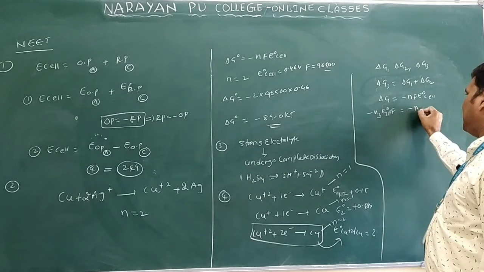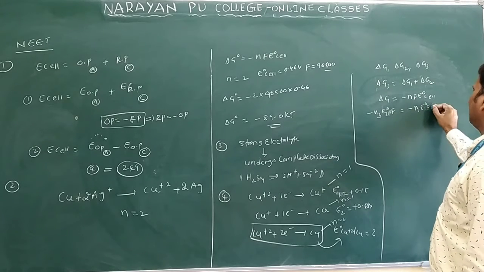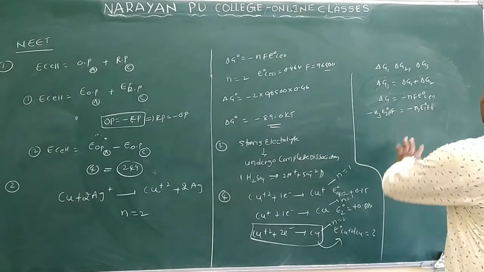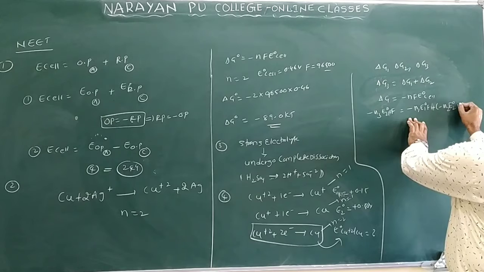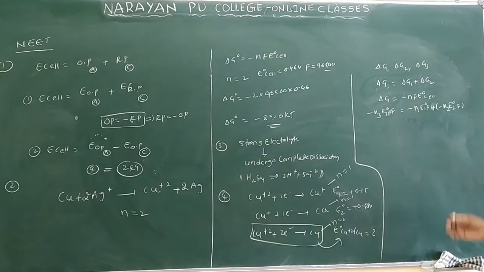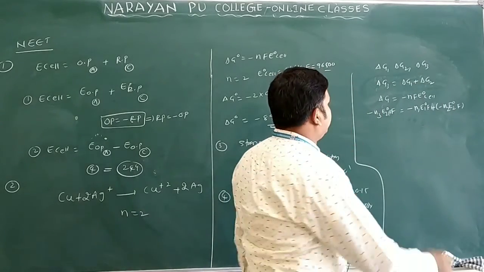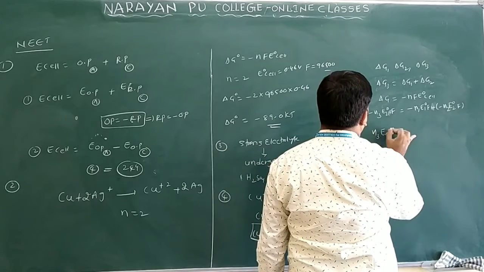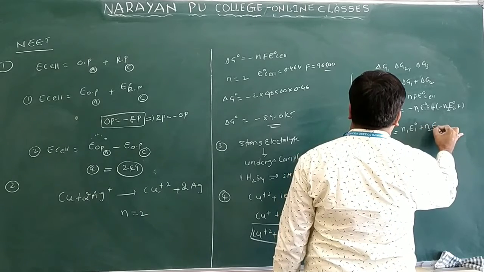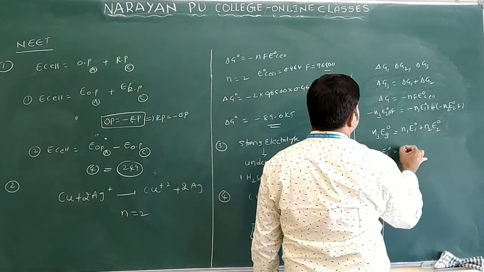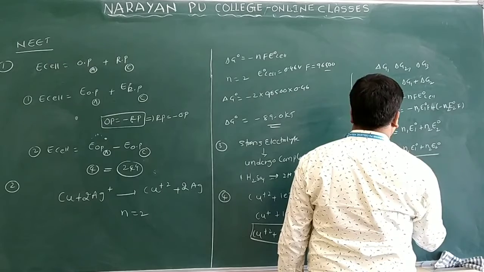This is equal to minus n1 E1 0 F plus minus n2 E2 0 F. F is cancelled on both sides, and you can take the negative as common on both sides. Then I write n3 E3 0 is equal to n1 E1 0 plus n2 E2 0. So E3 0 is equal to n1 E1 0 plus n2 E2 0, divided by n3.